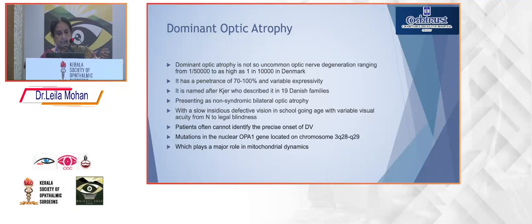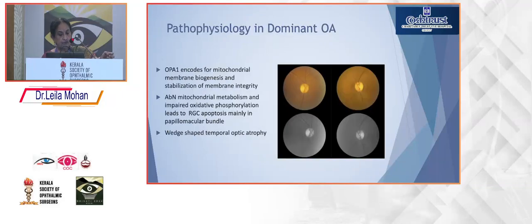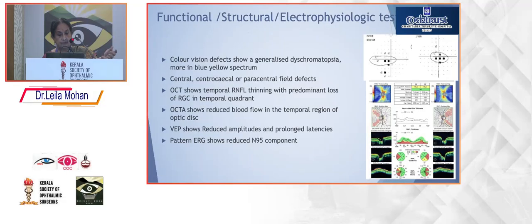The mutations occur in the nuclear OPA1 gene located on chromosome 3q28 to 29, which plays a major role in mitochondrial dynamics. OPA1 encodes for mitochondrial membrane biogenesis and stabilization of membrane integrity, and abnormal mitochondrial metabolism and impaired oxidative phosphorylation lead to retinal ganglion cell death and optic atrophy.